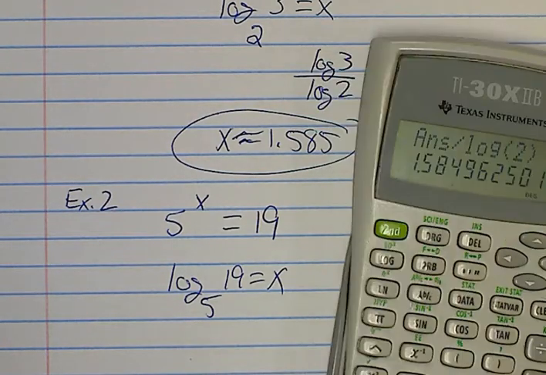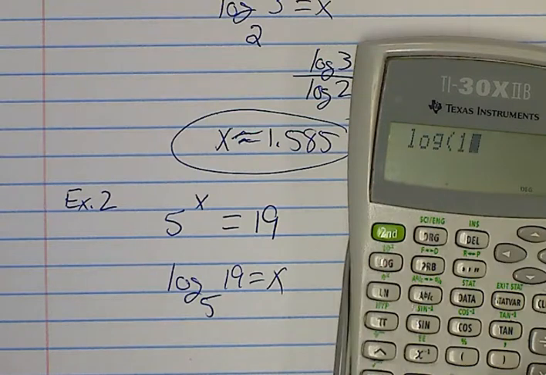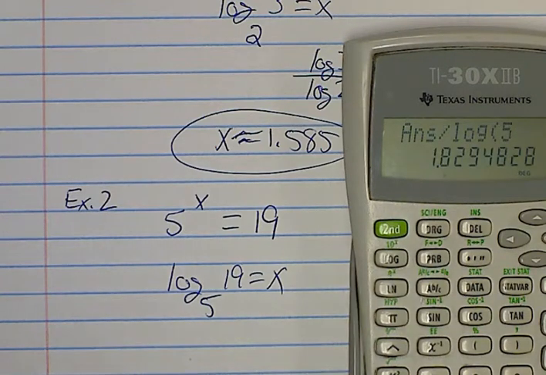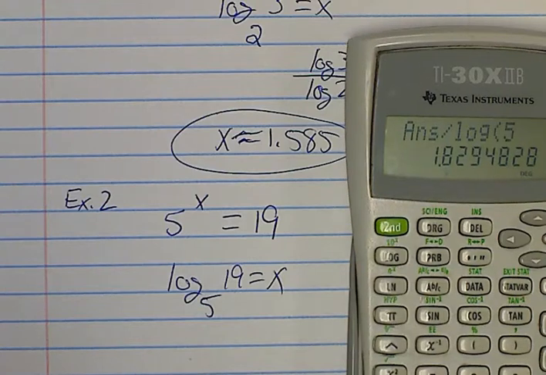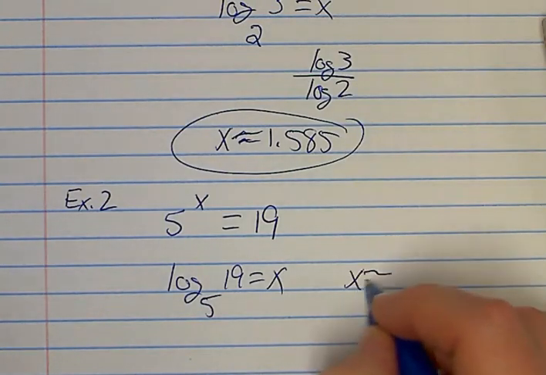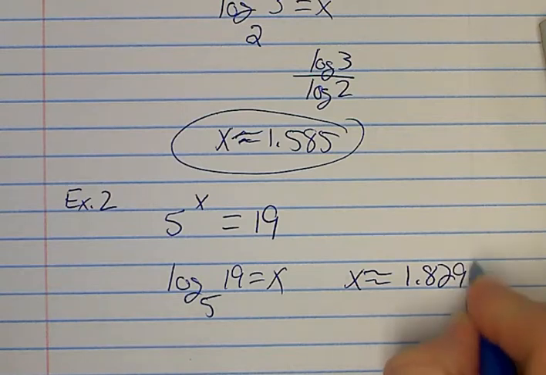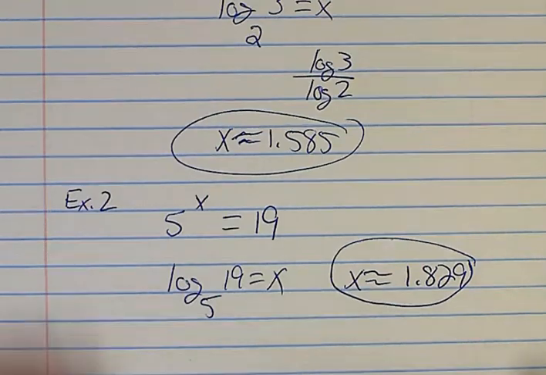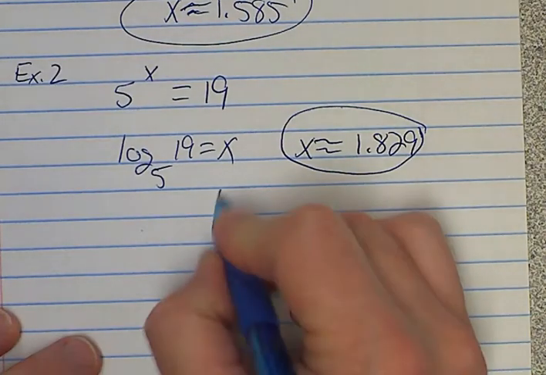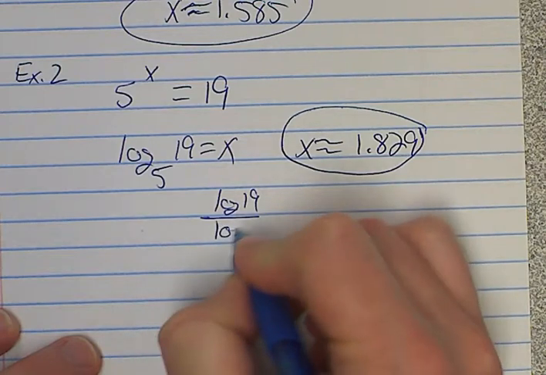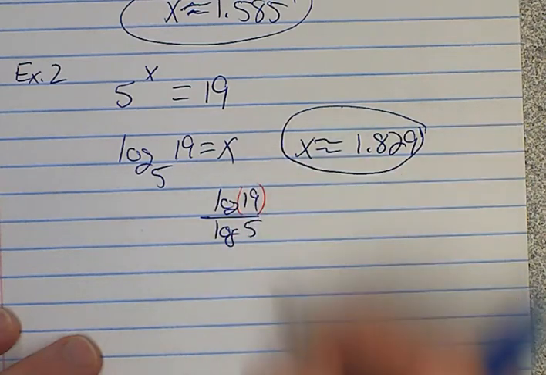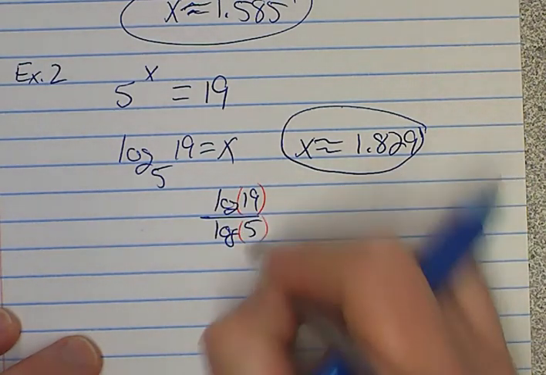So now we're going to do log of 19, get that number and divide that by log of 5. 1.829, if we round it up. Okay, and again, the key thing is just make sure you know how to use your calculator, that you've got to do the log of 19 divided by log of 5. And with those calculators we have, just make sure you close off that parentheses. They'll give you the first one, just make sure to close off the second one.